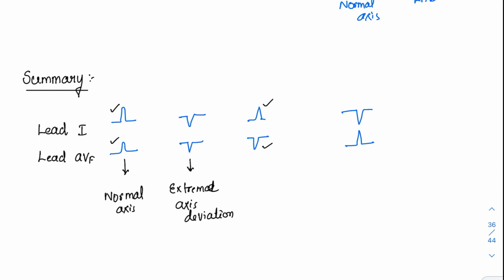When lead 1 is positive and lead AVF is negative, what does it look like? It looks like two people departing from each other. They are leaving away. This is a mnemonic. This is the one combination where it could be a normal axis or it could be a left axis deviation. That is why this mnemonic came, leaving away for left axis deviation. When they are leaving away, it is a left axis deviation. But we have to confirm it with lead 2.